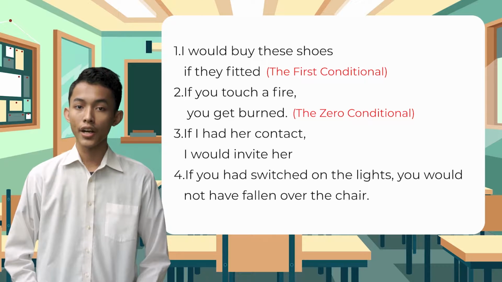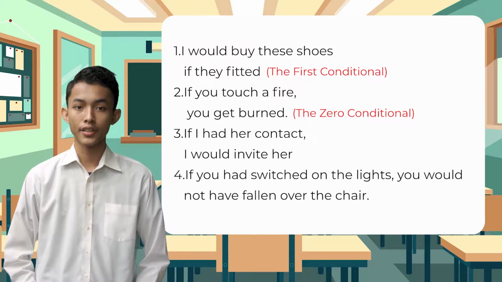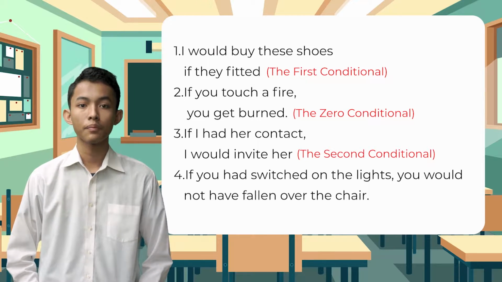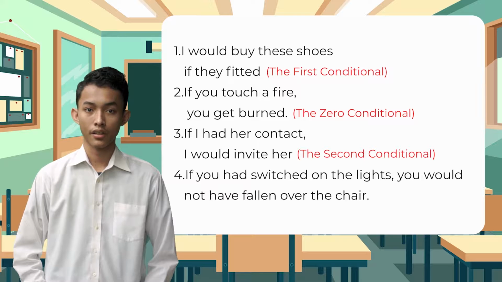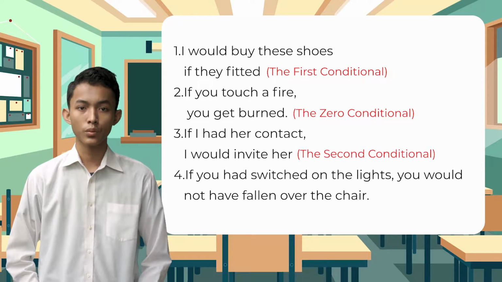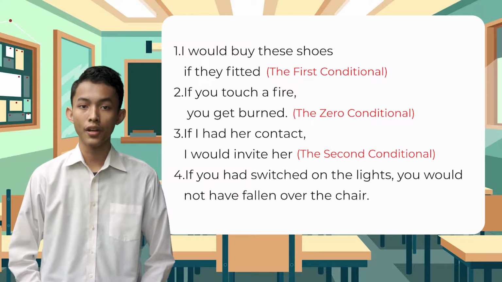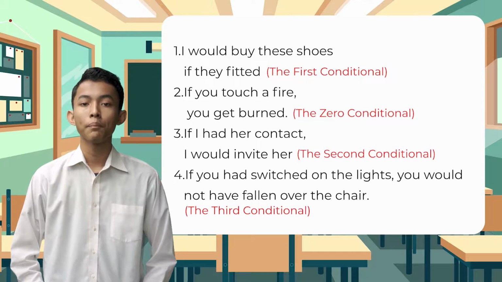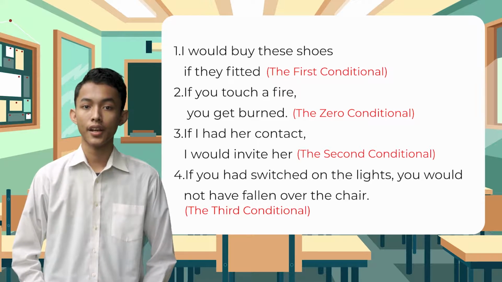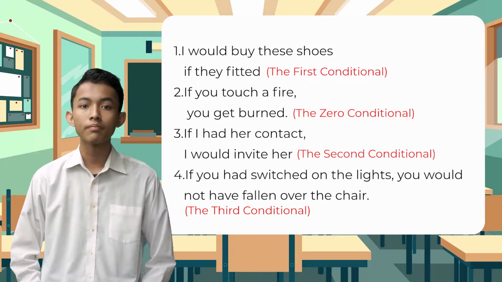Number three, if I had her contact, I would invite her. It is the second conditional because the sentence describes that I don't have her contact now, so it's impossible to invite her. Number four, if you had switched on the light, you wouldn't have fallen over the chair. It is the third conditional because it describes a situation that didn't happen and the result if that had happened.